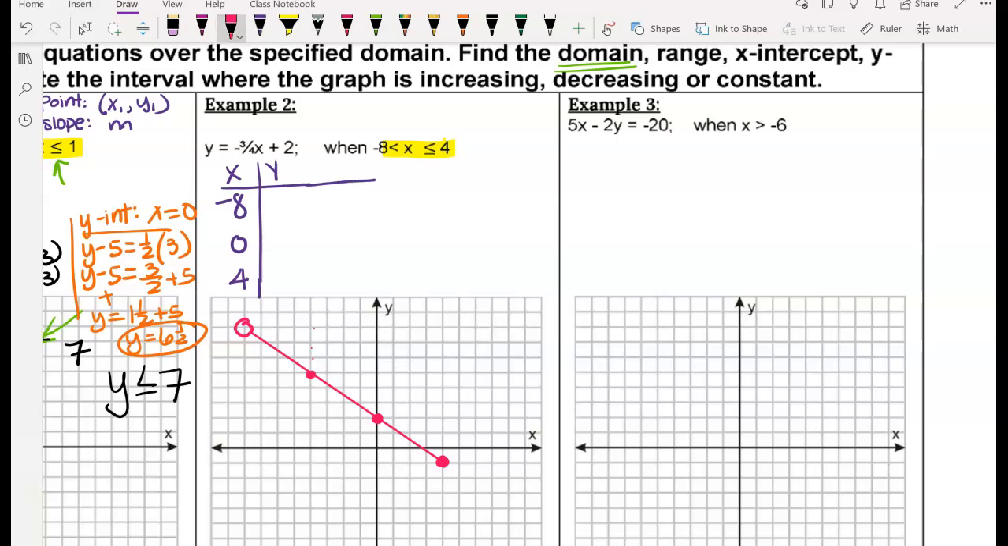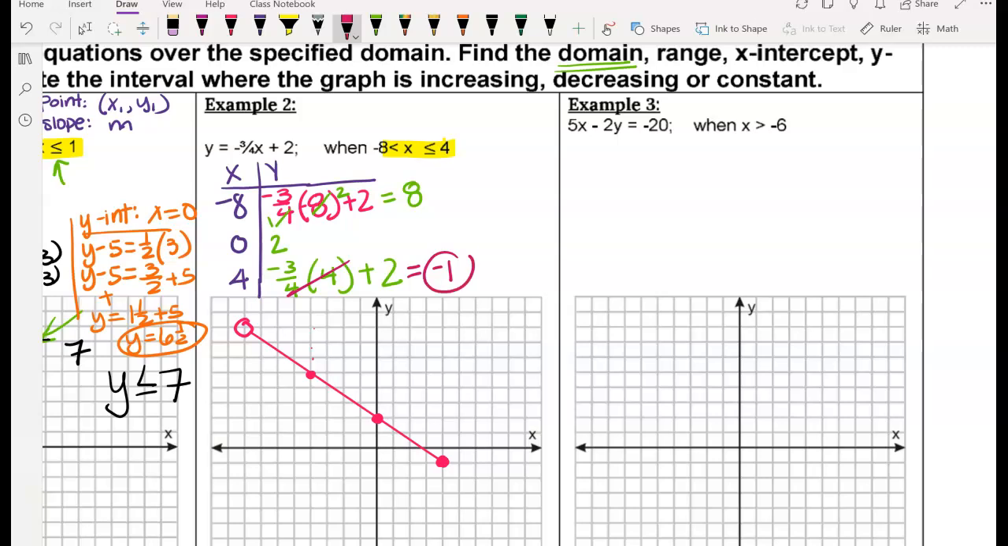So when x is negative 8, it's negative 3/4 times negative 8 and then add 2. 4 and 8, we can reduce that to 1 and 2. So it's negative 3 times a negative 2, which is a positive 6. Positive 6 plus 2 is 8. 0 times negative 3/4 is 0, plus 2 is 2. For 4, negative 3/4 times 4 plus 2, these are going to cancel each other out. So negative 3 plus 2 gives us negative 1.